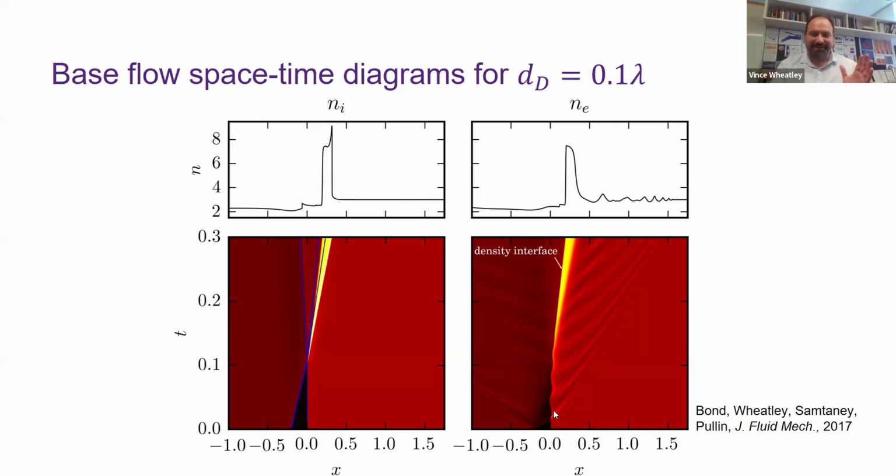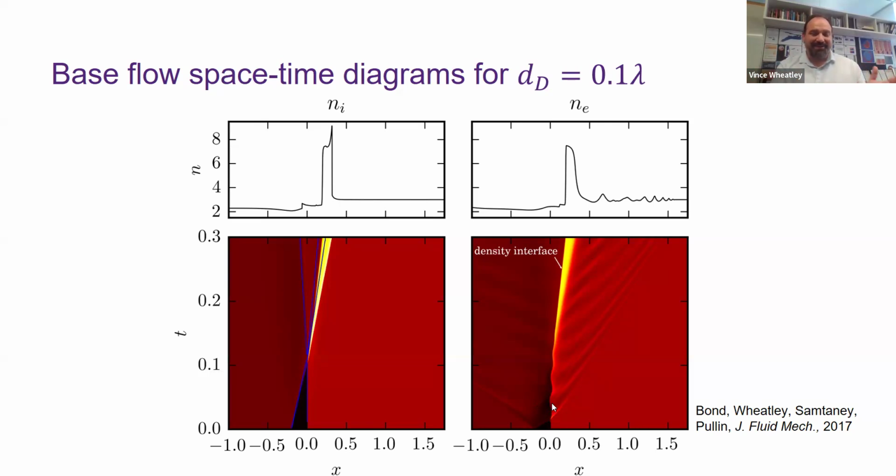Now, when the high density electrons behind the interface get accelerated to the right, the ions are still stationary, so charge separation develops, an electric field forms that pulls the electrons back towards the high density ions. So we start to see the interface curve backwards.